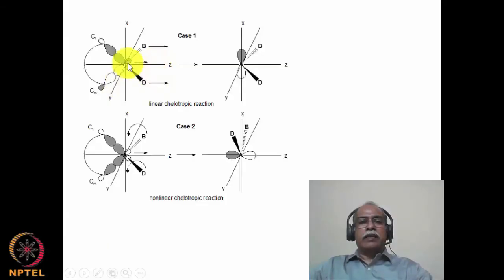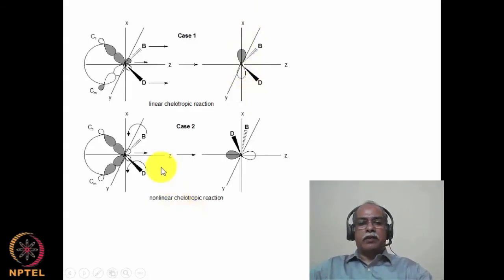So you can see here in this cheletropic reaction, the B and D are pulled along the direction of the Z axis, resulting in the formation of the DAB molecule by the cleavage of the C1A and the CMA bond. These two bonds are cleaved during the course of the reaction, resulting in the formation of a p orbital on the atom A along the direction of the x-axis.